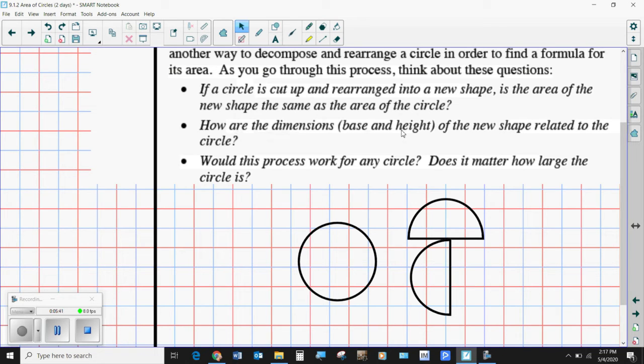And it says, how are the dimensions, the base and the height of the new shape related to the circle? Well, I'm not quite sure how to answer that because I gave this a new height because of the way I stacked it, but whatever. Would this process work for any circle? Well, this will certainly work for any circle. I'm going to go ahead and cross this out because I don't know what I was supposed to do there. This is getting to the main point, though. So here we go.